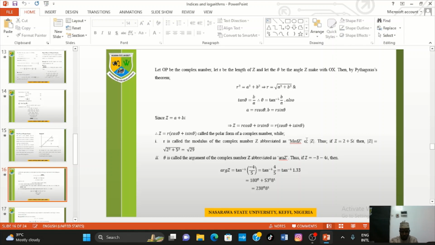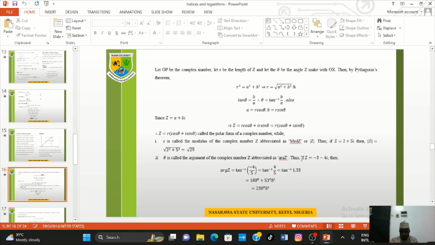The modulus of Z. Now, if Z equals 2 plus 5i, then the modulus of Z is equal to the square root of 2 squared plus 5 squared. So 2 squared is 4, 5 squared is 25, and 25 plus 4 will give us 29, root, and that will give us that. Then theta is called the argument of the complex number Z, abbreviated as this.